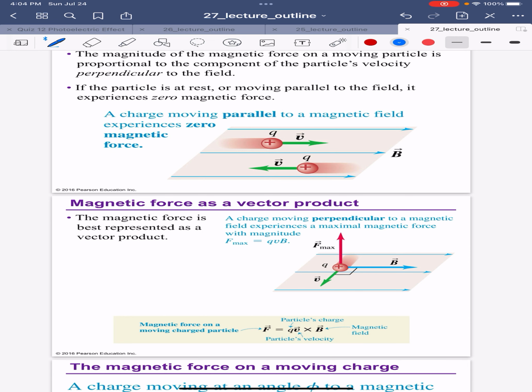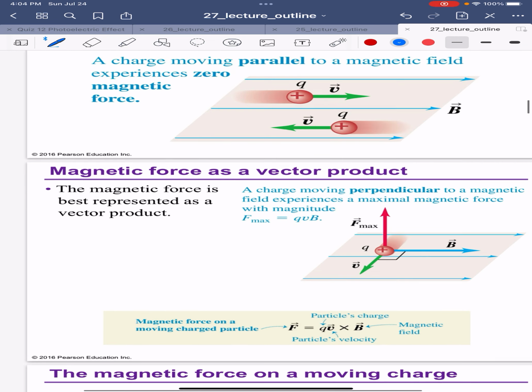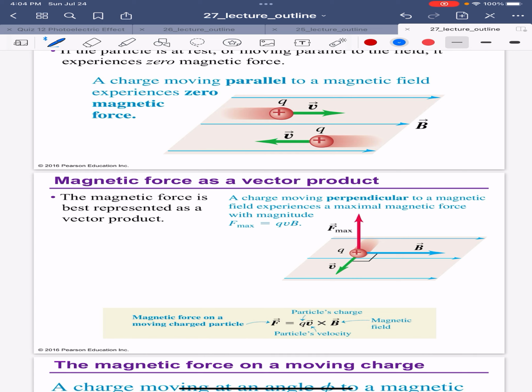Now, in general, the force is going to be q, the particle's charge, times v, the velocity vector, cross B, and that is a cross product. I provided you on the main page for chapter 27 two videos about using the right-hand rule, and I will explain it, of course. These right-hand rules we use to determine the direction of the force.